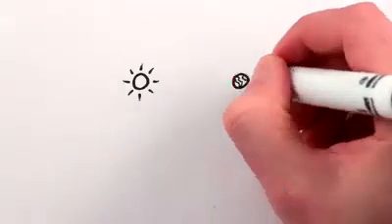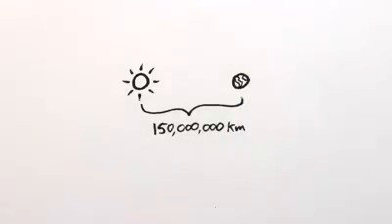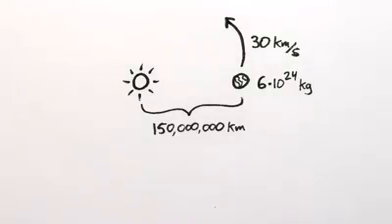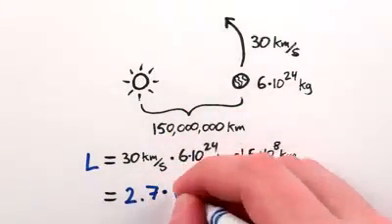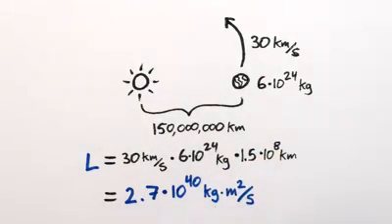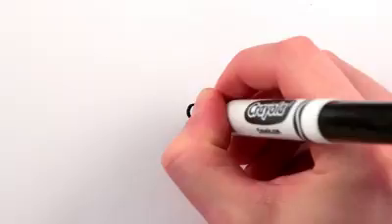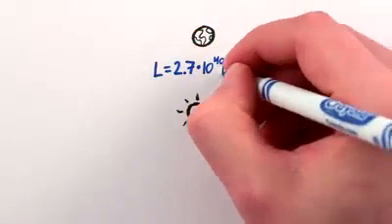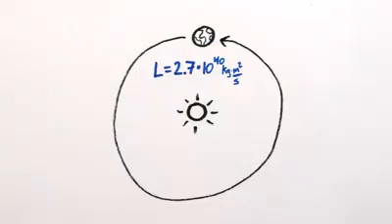So as another example, the Earth, which is 150 million kilometers from the Sun, orbits at 30 kilometers per second, and has a mass of 6 times 10 to the 24th kilograms, has an angular momentum of 2.7 times 10 to the 40th kilogram meters squared per second. That's 4,000 quintillion bicycle wheels. And this angular momentum stays roughly constant over the course of the Earth's orbit, year in and year out.